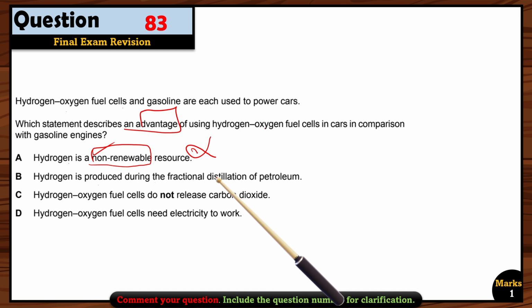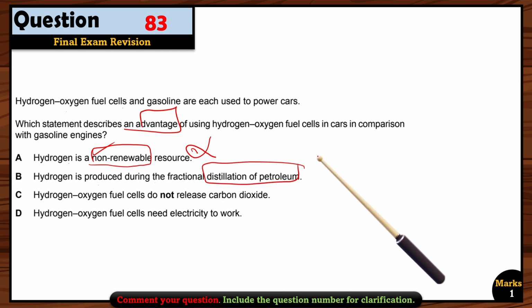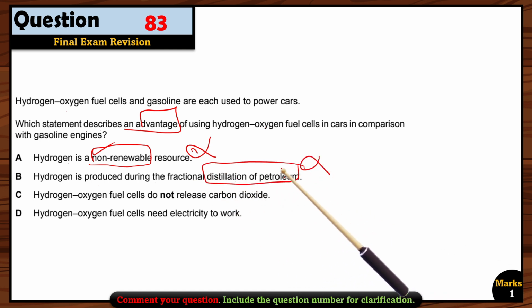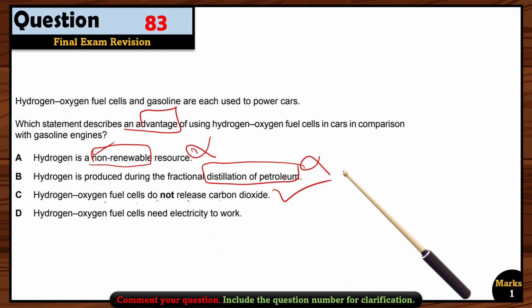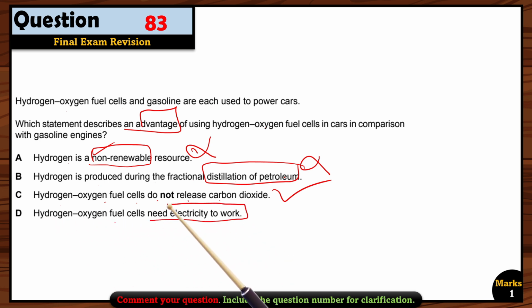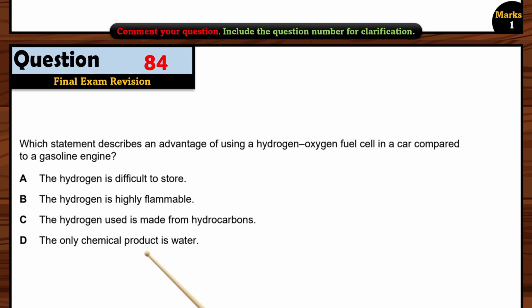Hydrogen is produced during the fractional distillation of petroleum. That's wrong. During the fractional distillation of petroleum, you get short chain hydrocarbons or short chain organic compounds, but not hydrogen. Hydrogen oxygen fuel cells do not release carbon dioxide. Yes, they only release water as a product. So this is the right option. Hydrogen oxygen fuel cells need electricity to work. That's wrong. Actually, they are producing electricity. So only option C is the right option.